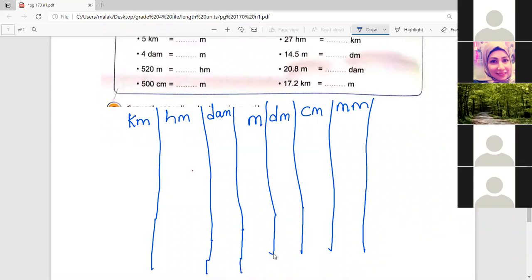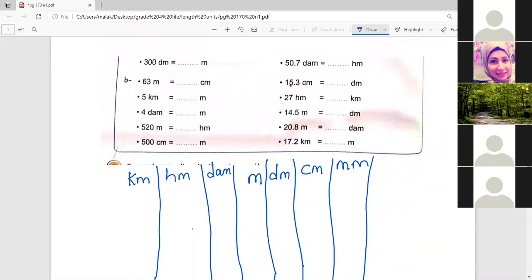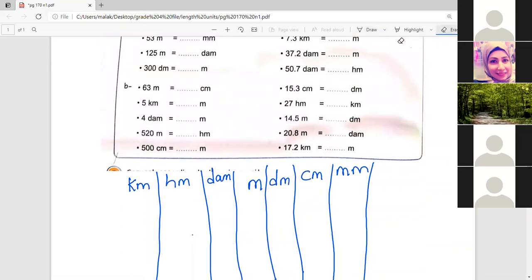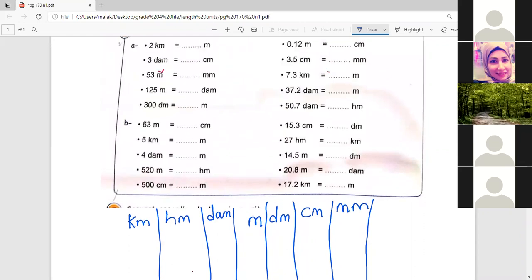Don't forget, whenever we have a decimal number, we have to move the point, either if we are going to the right or back. I move the point with me. And if we have more than one digit, we place just the ones digit. Let's start with Aya.